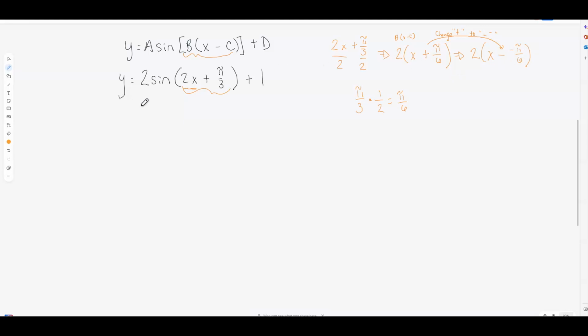And so I'm just going to rewrite this as y equals 2 times the sine of 2 times (x minus a negative pi over 6), plus 1. And so now I know what my a, my b, my c, and my d are. So I'm going to go over here and write a equals 2, b equals 2, c equals negative pi over 6, and d equals 1.